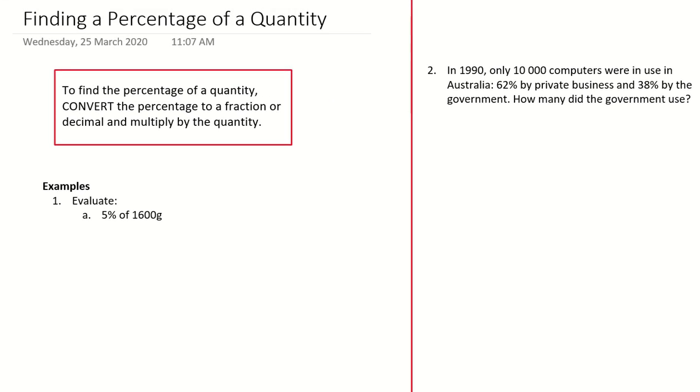So first of all, could I get you to copy down the title for today, finding a percentage of a quantity, and then copy down the box, which says, to find the percentage of a quantity, convert the percentage to a fraction or decimal and multiply by the quantity. So I guess what we really need to expand on is what we did last lesson of converting a percentage to a fraction or decimal, okay, because they're going to be absolutely fundamental to what we do today.